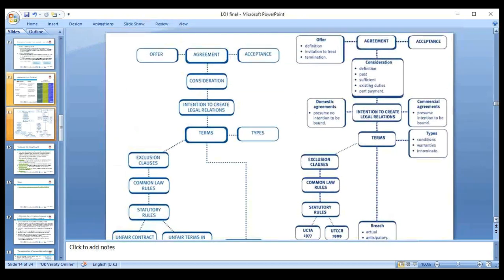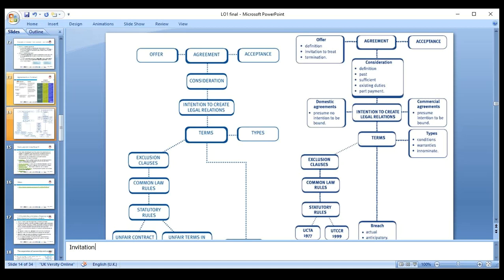Okay, then we have here offer, acceptance, and agreement. Then the term is invitation to treat. Like we put it, we are offering this thing at this price. When you went there, actually the price changed. What do you think? Are you in a contract?